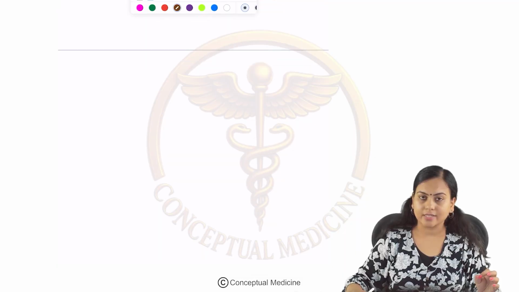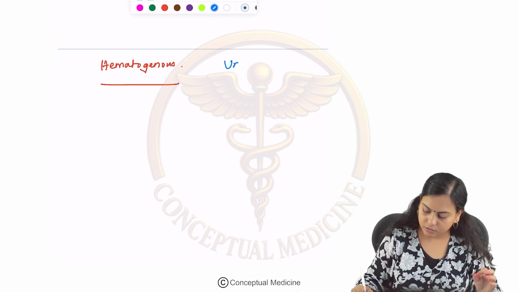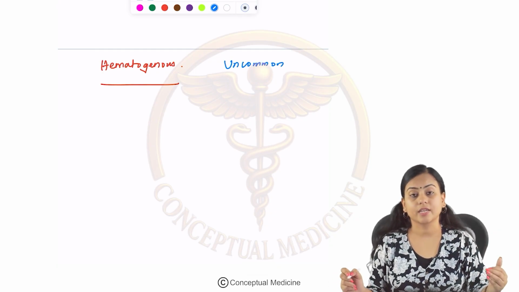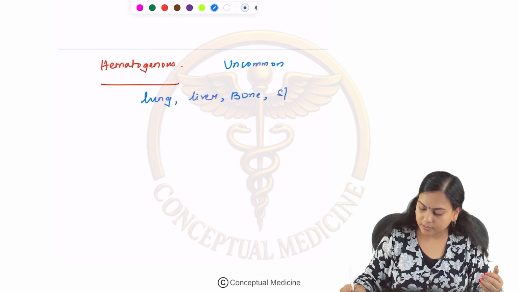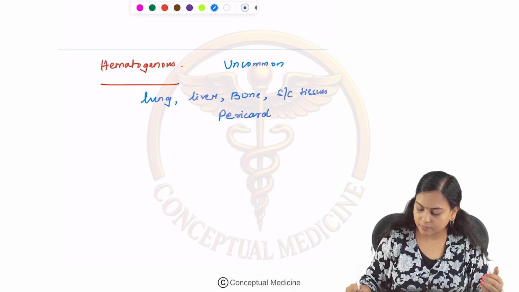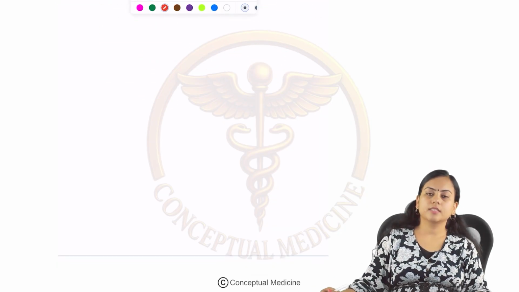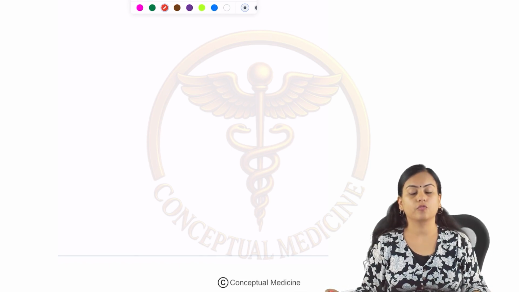Clear? Coming to the next one, that is hematogenous spread. So, this is one uncommon spread, but it is the most common cause for distant metastasis to lung, liver, bone, subcutaneous tissues as well as pericardium also in some rare cases. Clear?